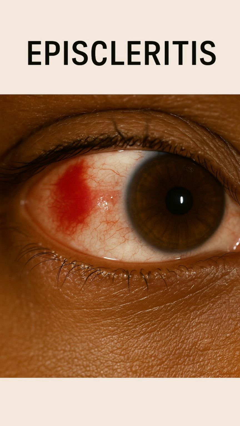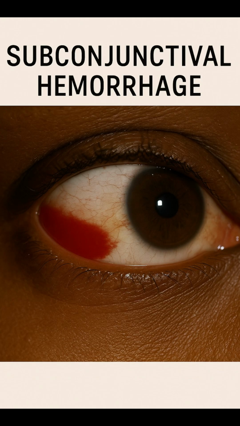There will be mild discomfort, irritation or tenderness, and there is usually no significant discharge, but your patients may complain of mild watering. For subconjunctival hemorrhage, there is usually a bright red patch with a sharply defined border.